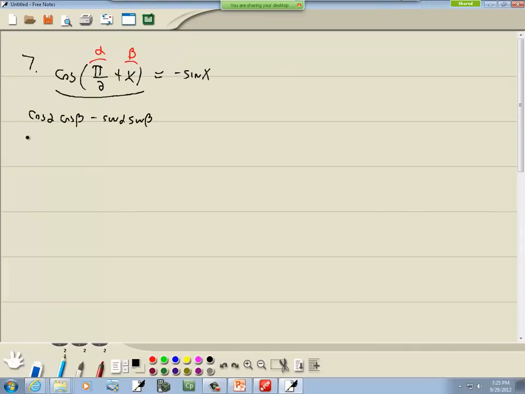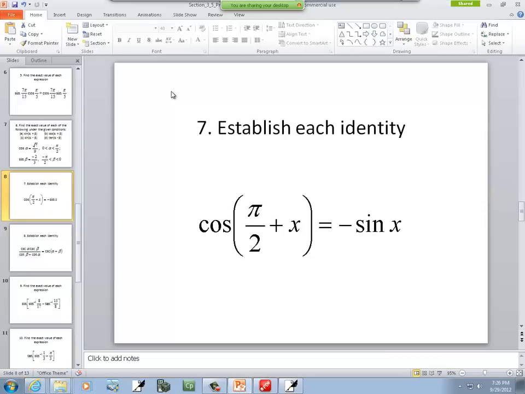Okay, so let's plug in what we got. We said alpha is pi over 2, and then cosine beta, which is x, minus sine alpha, which is pi over 2, and sine beta, which beta is x. Now, cosine of pi over 2 is 0. So that's 0 times cosine x, minus sine of pi over 2 is 1 times sine x. Well, 0 times that drops away, and we got negative 1 times sine x, which gives us negative sine x, which is our right side. So we're done with that one.